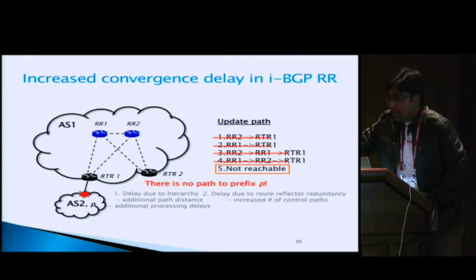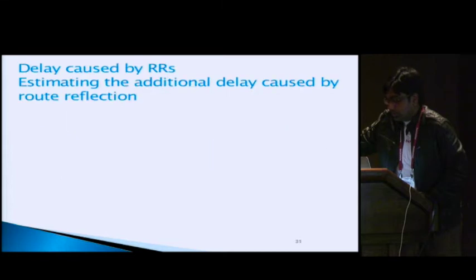So fundamentally there are two types of delay introduced because of RR deployments. One is due to the hierarchy, which introduces the additional hop, and the other because of the redundancy. Because once you have redundant RR deployment, those redundant RRs will also generate the updates, and those have to be processed by the clients before coming to a convergence point. So this is basically how your convergence can be delayed because of your RR deployment.